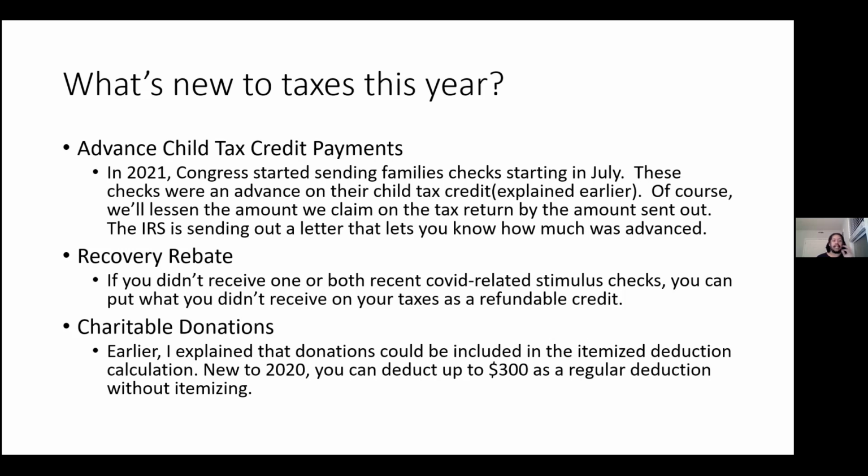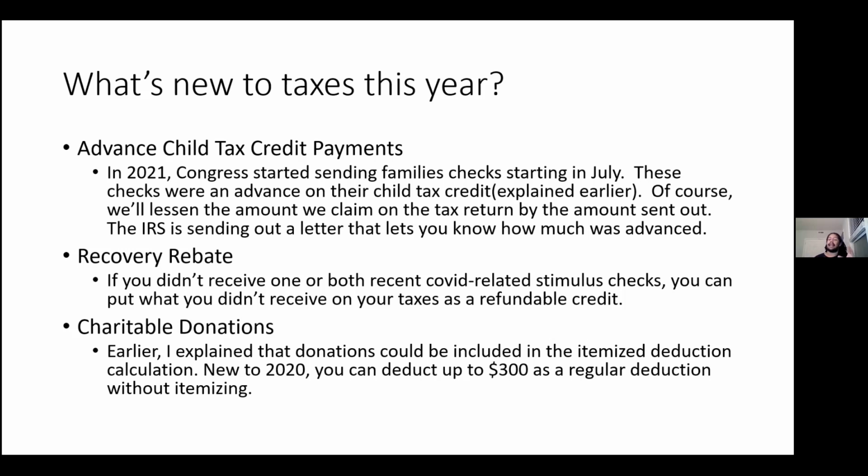I also have charitable donations. I explained that donations could be included if you are itemizing your deductions. And I should say, new to 2021, you can deduct up to $300 as a regular deduction without itemizing. So that person who tithes a lot, or just gives money to various causes but does not itemize because itemizing would be less than the standard deduction, and we went over that extensively. This is just allowing you to get $300 as a deduction without itemizing.